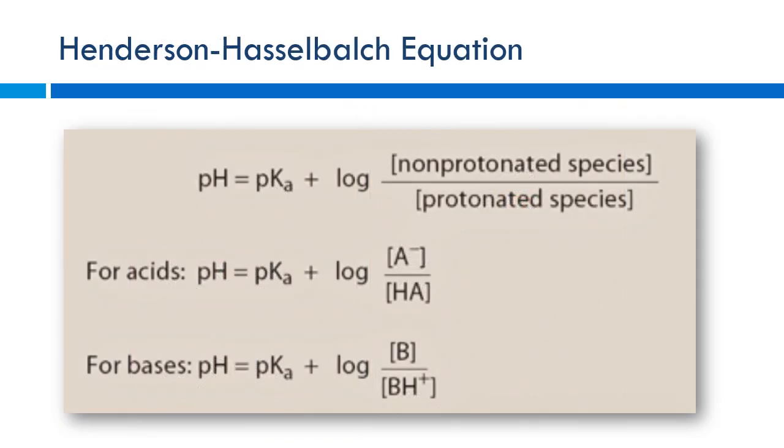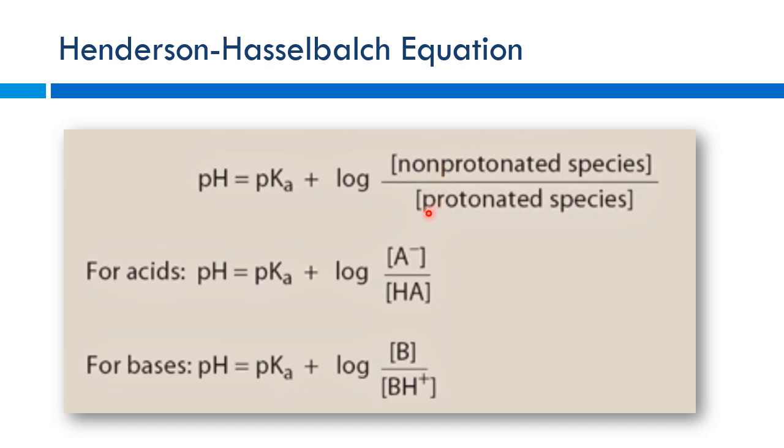Right. So looking at what we're seeing here, if you're looking at weak acids or weak bases, here's the Henderson-Hasselbalch equation. Basically, the pH of the solution equals the pKa of the drug plus the log of the non-protonated versus protonated forms. What that means is if I have a drug in a solution with a pH equal to the pKa, there's going to be a 50-50 split between the unprotonated and the protonated form.